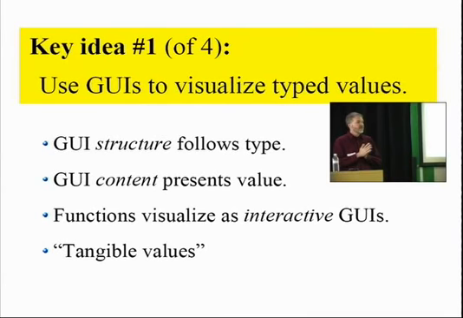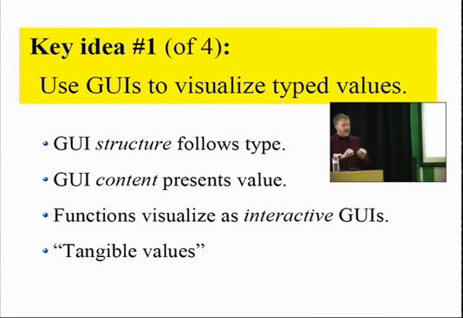So when I think of a GUI, I'm not going to think of it as the GUI of my app. I'm going to think of it as a visualization of my value. Like the numeral 3 is a visualization of the number 3. So GUIs give another way to visualize things. And in particular, functions are very hard to visualize in strings, but they really fit very well with GUIs.